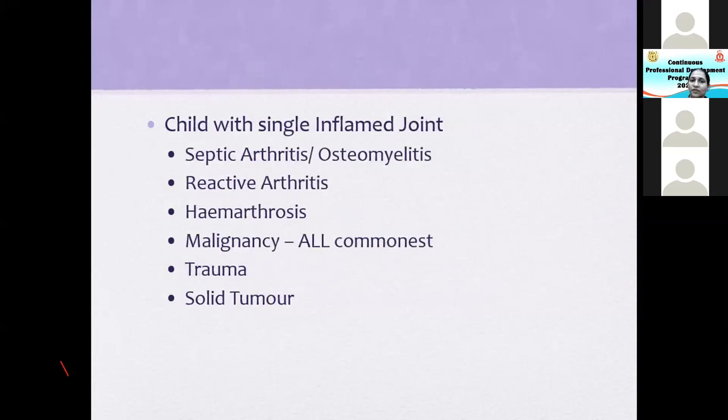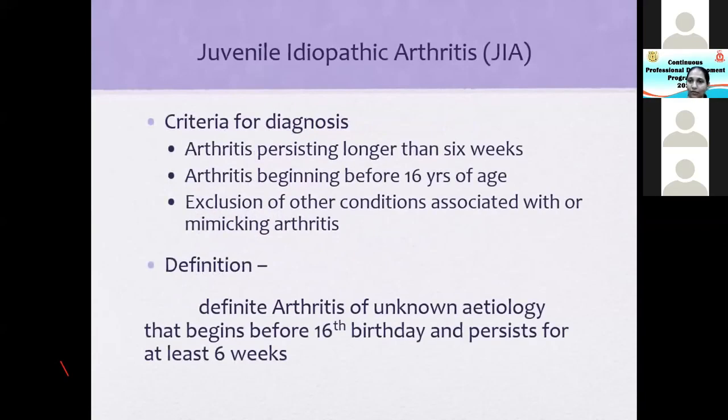If it is a child with a single inflamed joint, you have to consider septic arthritis, osteomyelitis, reactive arthritis, hemarthrosis. Is there a clotting factor deficiency? Malignancies have to be entertained. ALL is the commonest. Trauma and also solid tumors can cause monoarthritis.